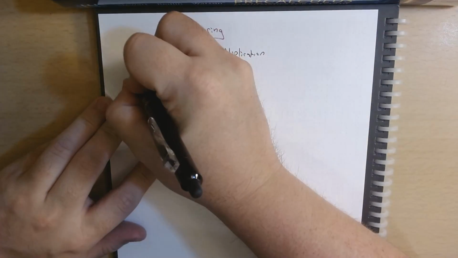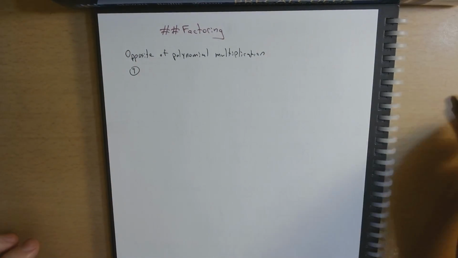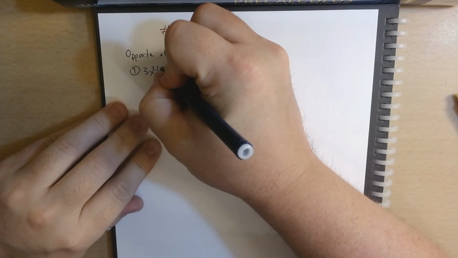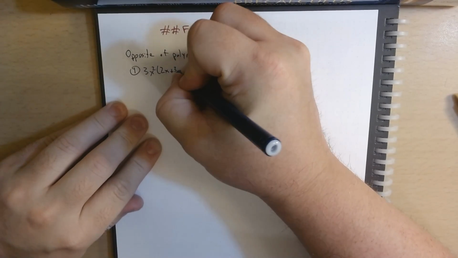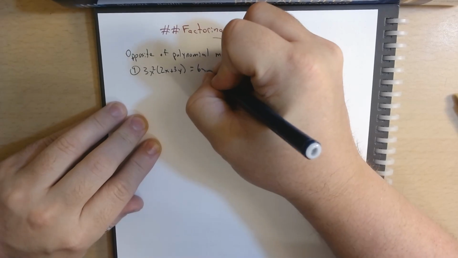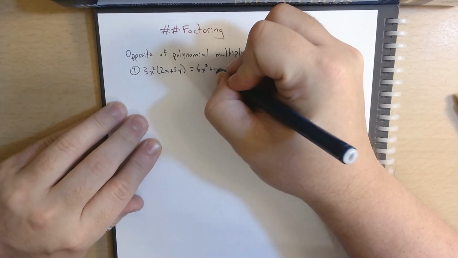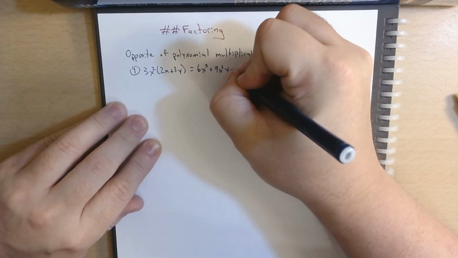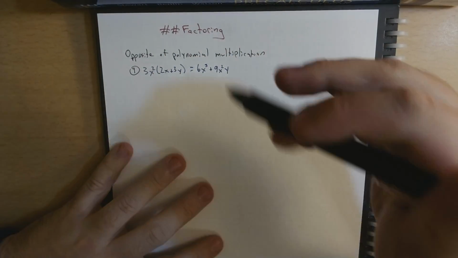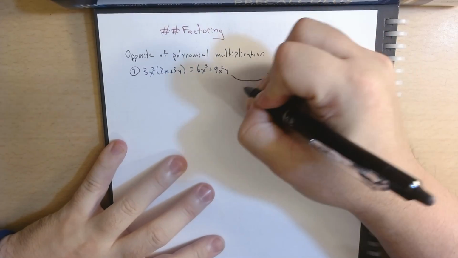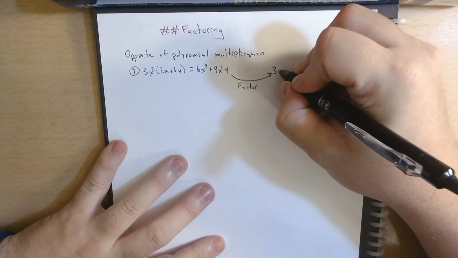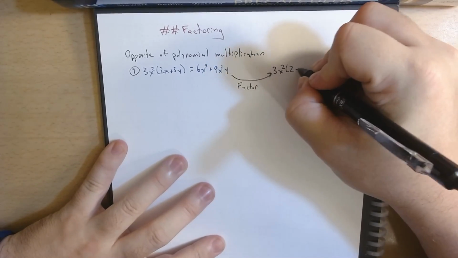What you guys kind of worked on last section was, can you multiply something like this? And you did that, 6x cubed plus 9x squared y. So that's what we did. Factoring is bringing it back to where it was.